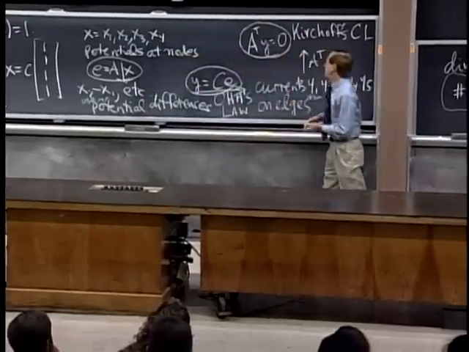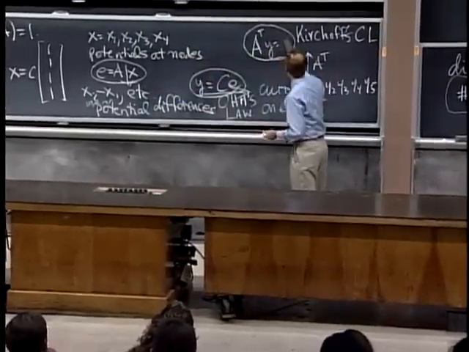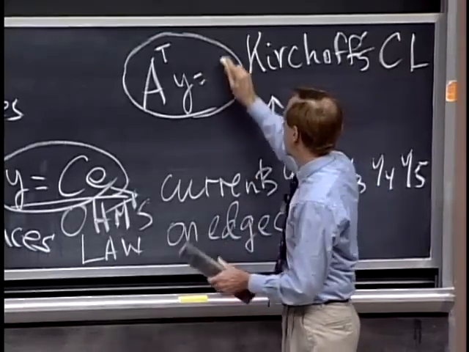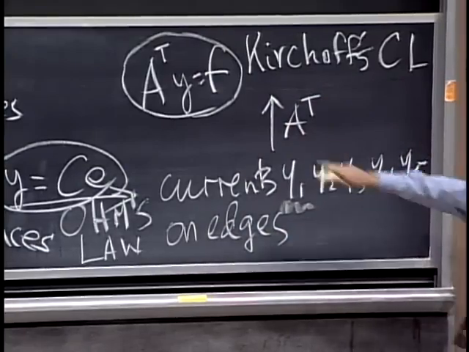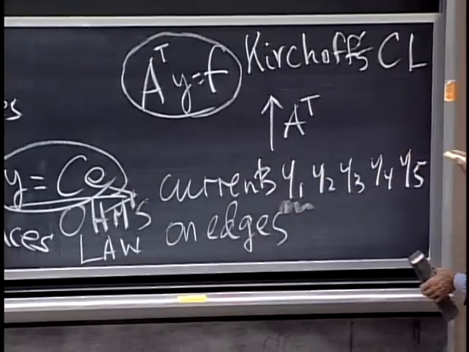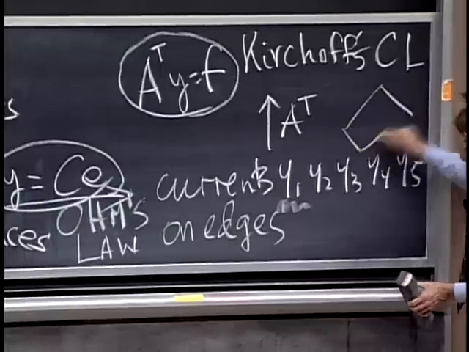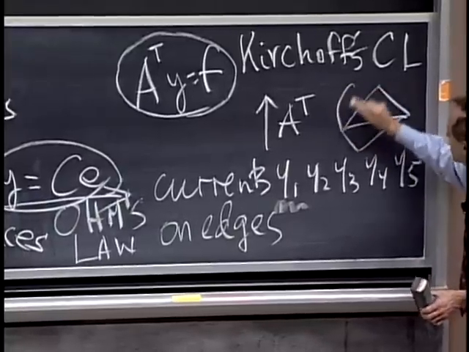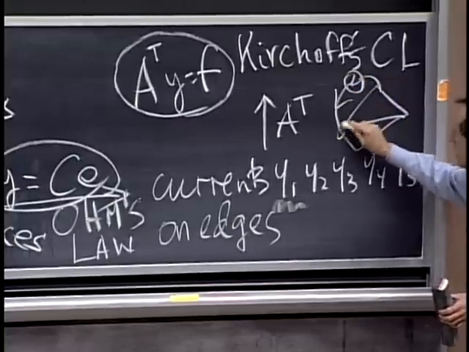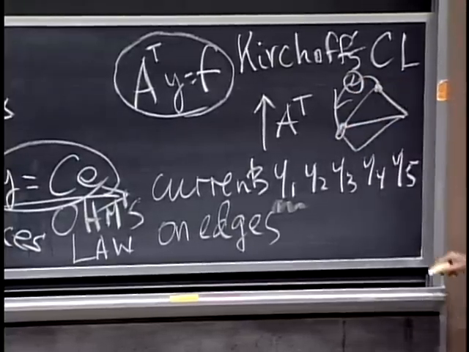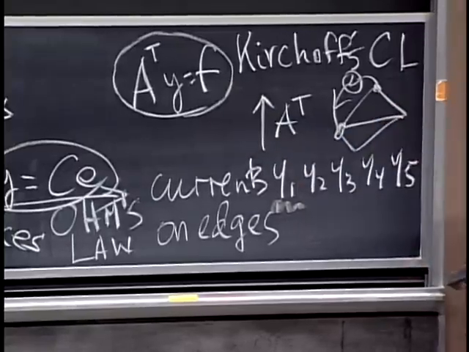Let me add current sources. If I add current sources, those come in here. So there's where current sources go, because the F is like a current coming from outside. So we have our edges, we have our graph, and then I send 1 amp into this node and out of this node, and that gives me a right-hand side in Kirchhoff's current law.